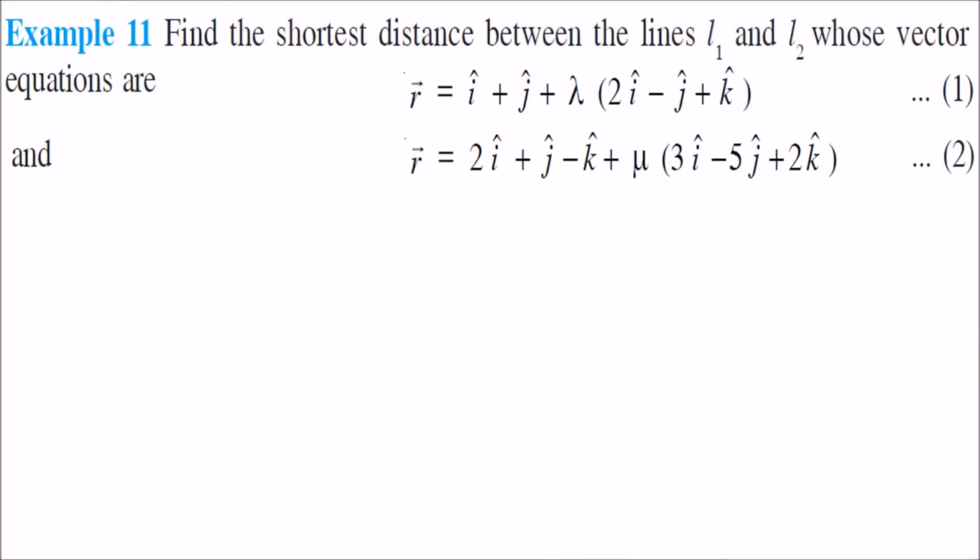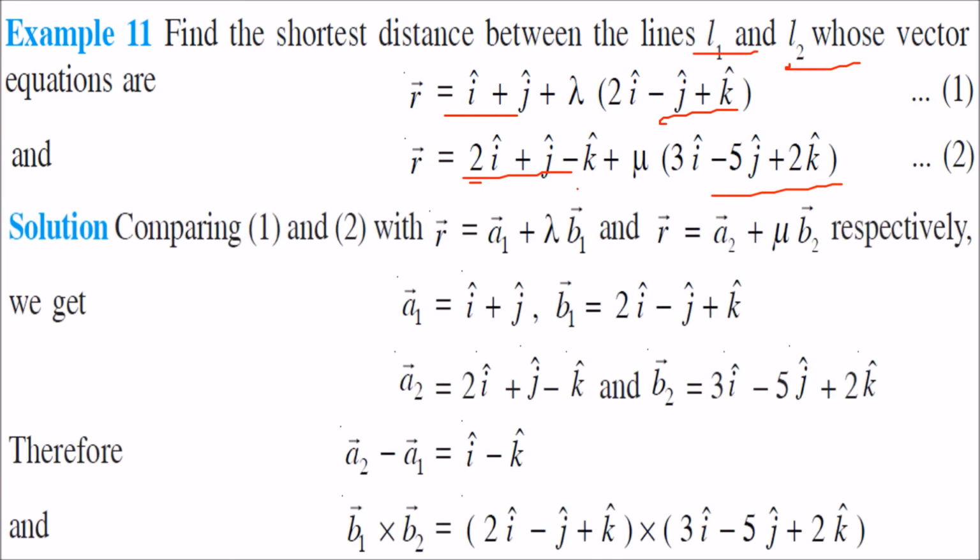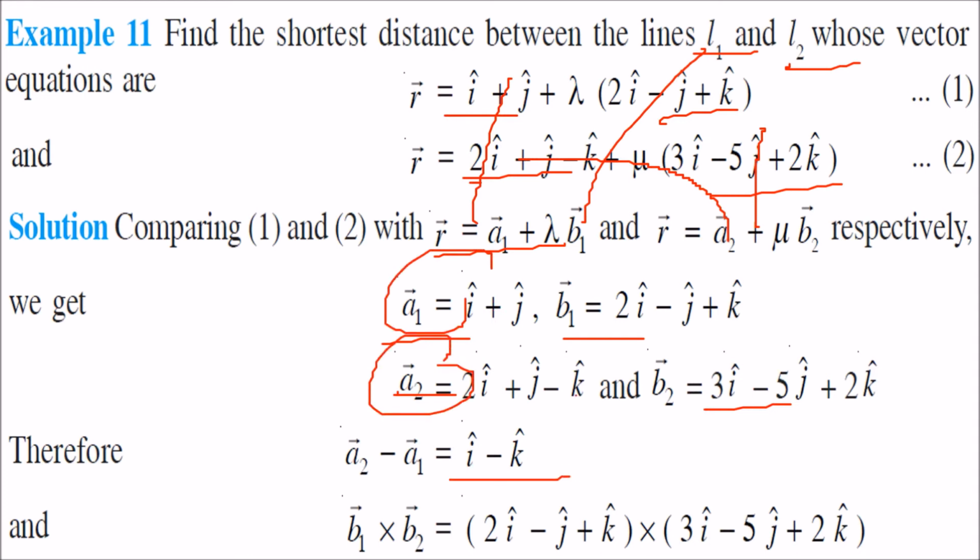Now let us find out the shortest distance between these two lines, whose equations are like this. So they are non-coplanar skew lines. This is A1, this is B1, this is A2, this is B2. And we know the formula directly. So just equate them with R equal to A1 plus lambda B1, and R equal to A2 plus mu B2. A1 is this, B1 is this, A2 is this, B2 is this. Find out A2 minus A1, that is I minus K will come. B1 cross B2, just take the cross product.